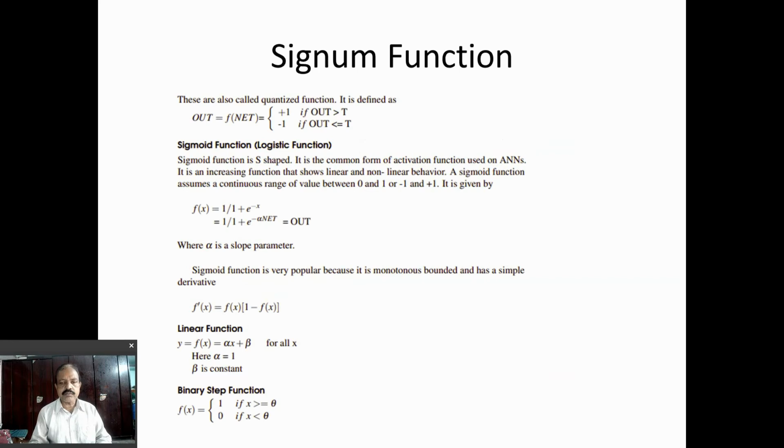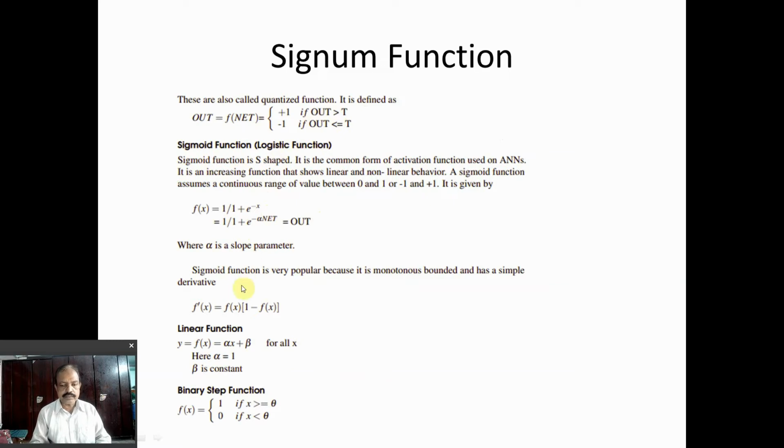Now the signum function is represented here again. Out is equal to function of net, plus 1 or minus 1, when out is greater than t or out is less than or equal to t. Similarly, the sigmoid function is represented by 1 divided by 1 plus e to the power minus x, or 1 divided by 1 plus e to the power minus alpha net, that is the output. Here alpha is the slope parameter, as I told you just now.